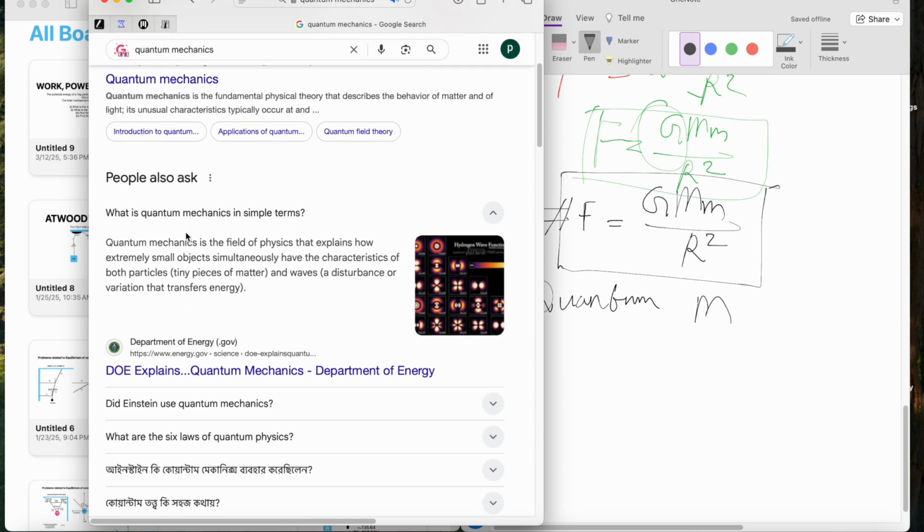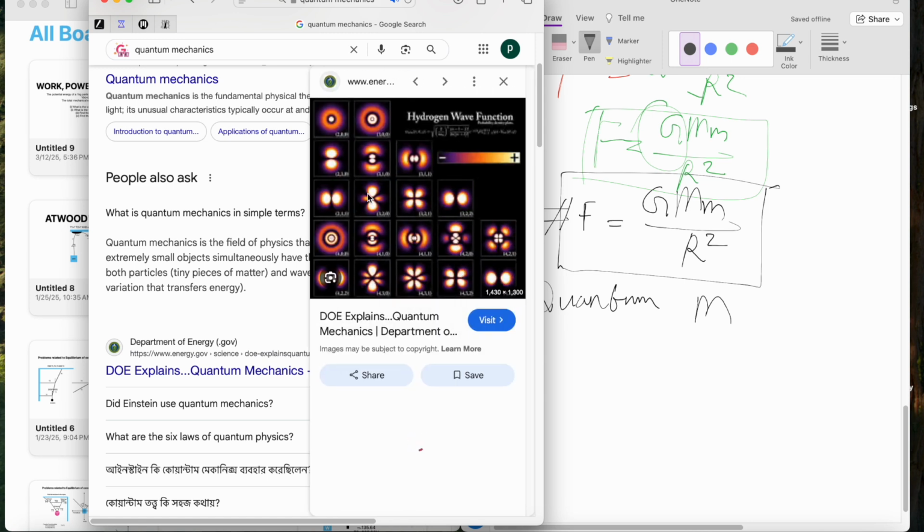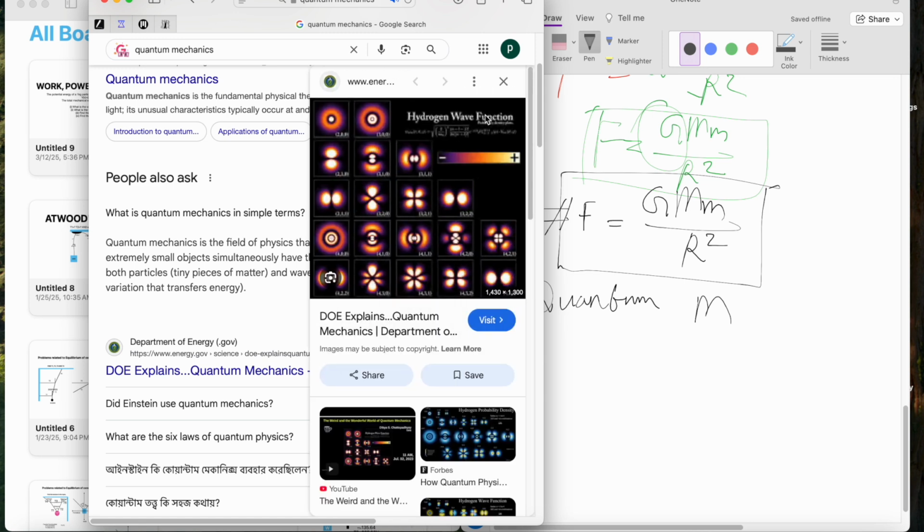What is quantum mechanics in simple terms? Quantum mechanics is the field of physics that explains how extremely small objects simultaneously have the characteristics of both particles, the tiny pieces of matter, and waves, a disturbance or variation, a transfer of energy, right? Lobes, this represents the hydrogen wave function, this represents the lobes, right? Double dumbbell, yeah. So quantum mechanics is fun.